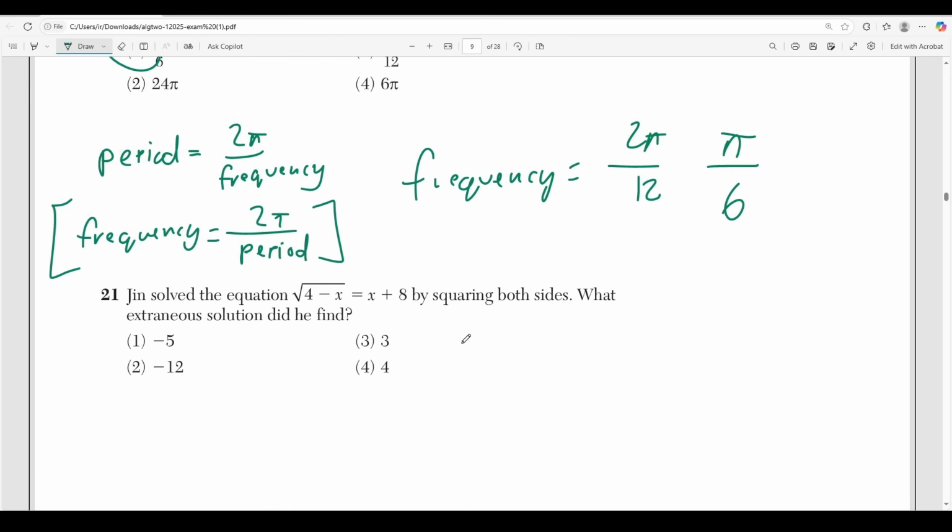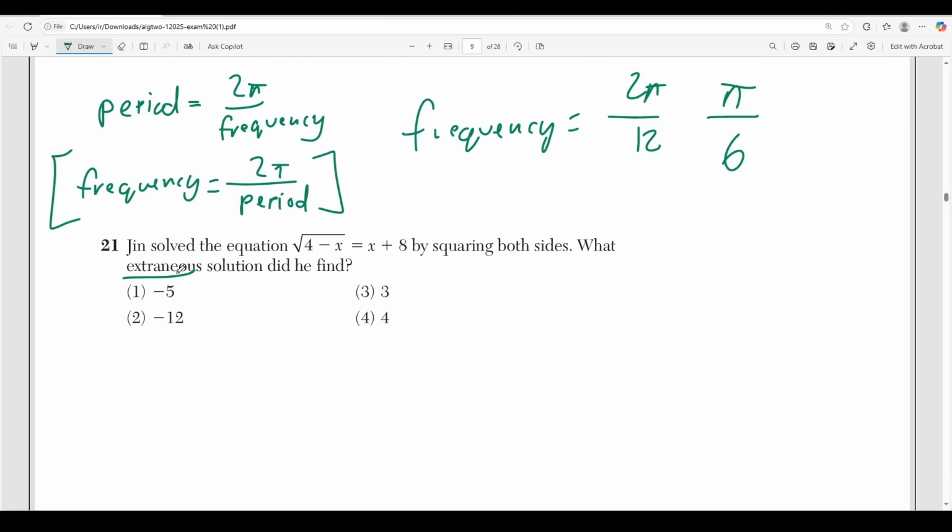Number 21 says that Jin solved the equation by squaring both sides, and what extraneous solution did he find? So an extraneous solution is a solution that doesn't make sense here. So first of all, we can solve this by finding the solutions to this equation, right? Remember, the solution is the value of x, called back to a previous problem. It's the value of x that makes both of these sides equal to one another. So if I have the square root of x minus 4 is equal to x plus 8, the only way I can set these equal to each other is if I square both sides.